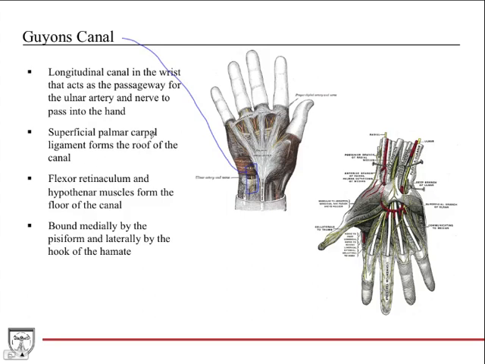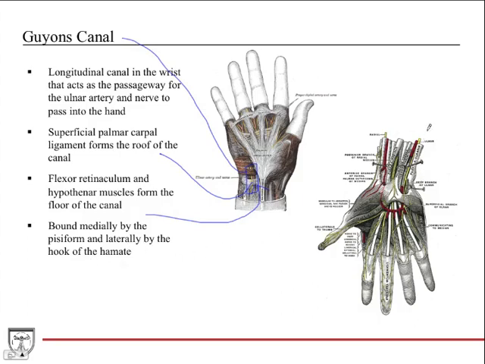The superficial palmar carpal ligament forms the roof of the canal, and that's this ligament shown right here, translucent going over the artery and the nerve here. The flexor retinaculum and the hypothenar muscles form the floor, and you can see that in this diagram here, forming the floor. And then it's bound medially by the pisiform and laterally by the hook of the hamate.